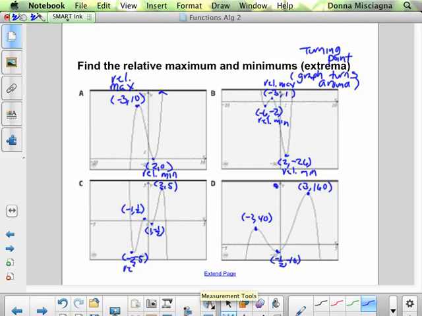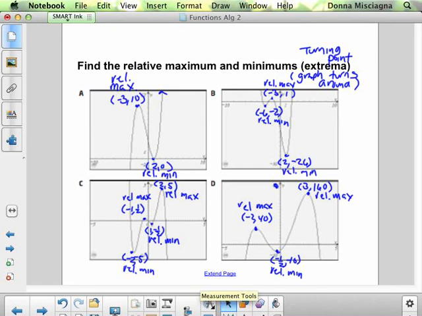This would be a relative min. This would be a relative max. This would be a relative min. And this would be a relative max. And then this would be a relative max, relative min, and relative max. Notice you can't have another max without having a min in between them.